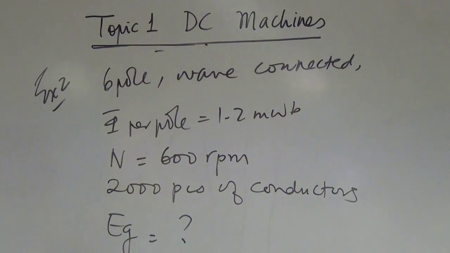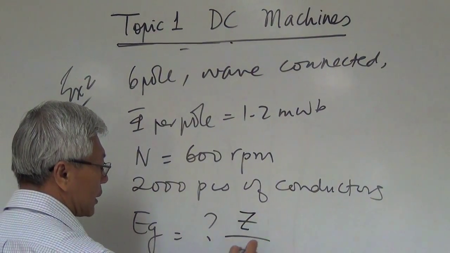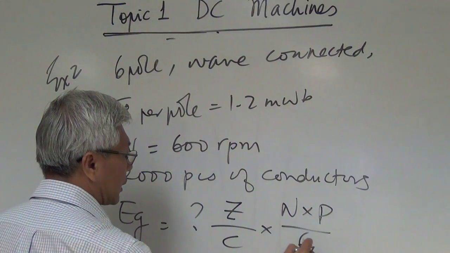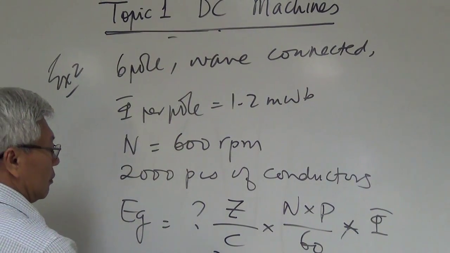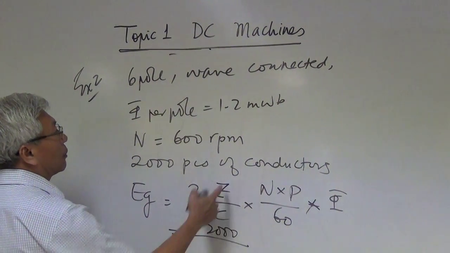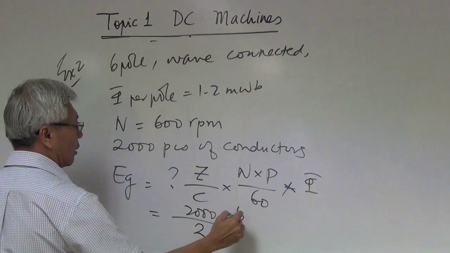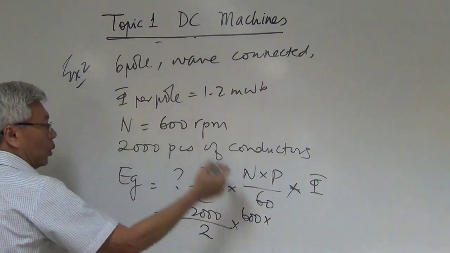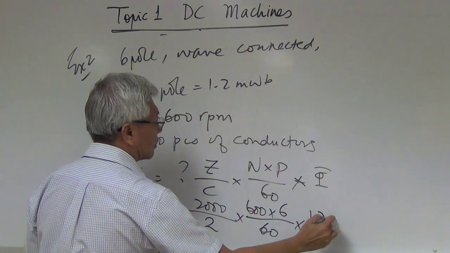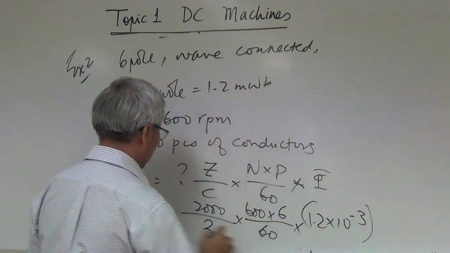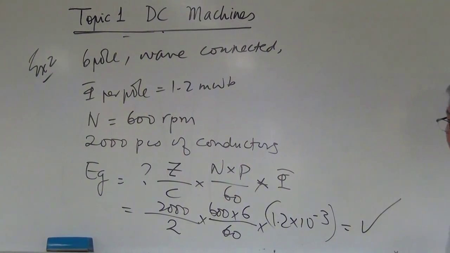So what method do you use? You read the question, you're given flux, so you know that you need to use this formula, Z over C times N times P over 60 times flux. So Z is equal to 2000. The number of parallel paths, because it's wave connected, is equal to 2. The speed is equal to 600 RPM. The number of poles is 6. And flux is 1.2 milli, so 1.2 times 10 to the minus 3. Use the calculator and you get the answer. So that's example 2.